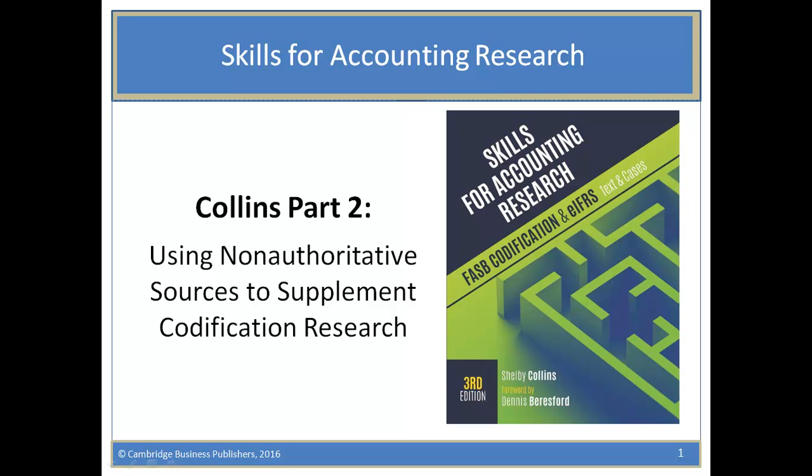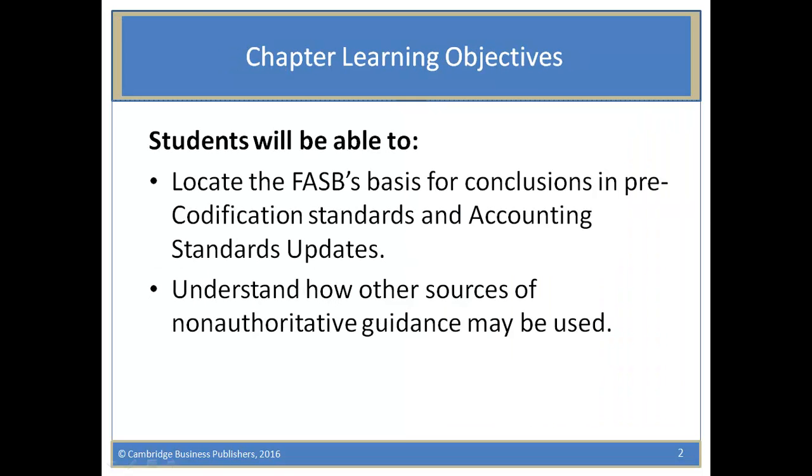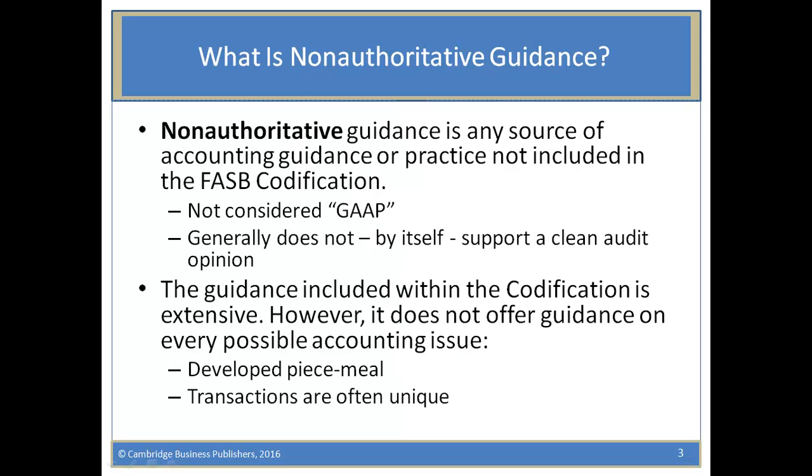Collins, Part 2, Using Non-Authoritative Sources to Supplement Codification Research. The objectives include locating the FASB's basis for conclusions in pre-codification standards and accounting standards updates, and understanding how other sources of non-authoritative guidance may be used.